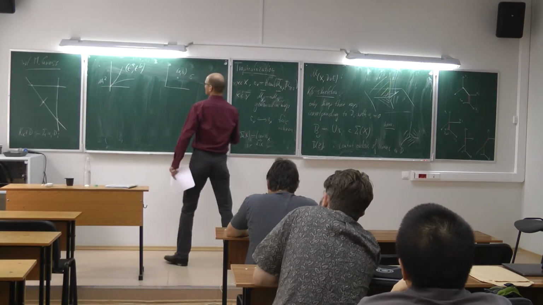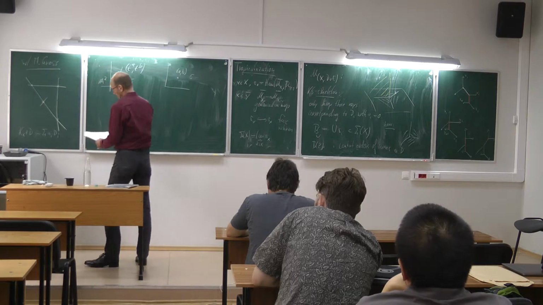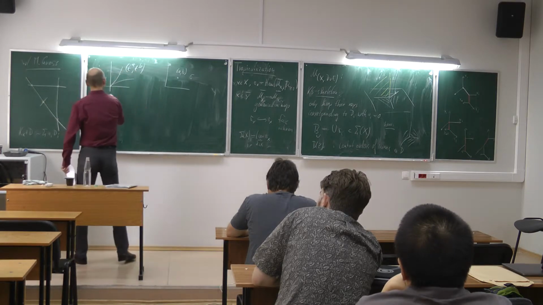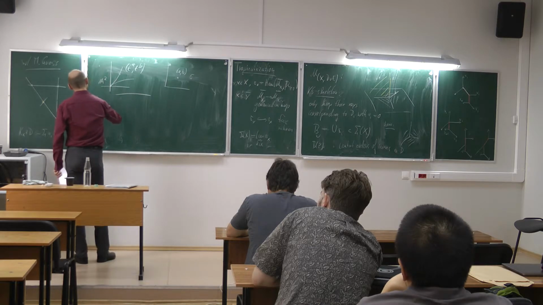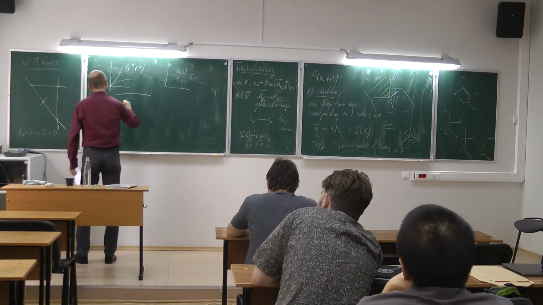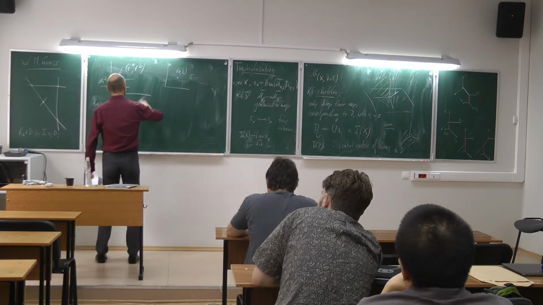Right. Okay, so let's continue. So then we need a ground ring, a base ring for our degeneration, for the mirror degeneration.